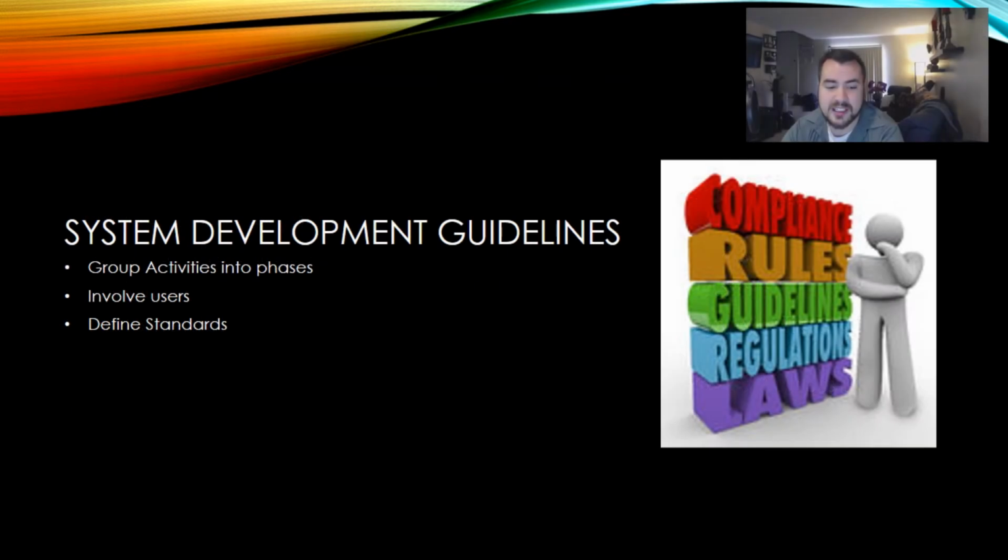Your system development guidelines are, you want to group your activities into phases, which will make them easier to accomplish. It breaks the work down, spreads it out, and makes smaller goals that are more accomplishable and easier to focus on for each group, for each team. You want to involve your users, at the very least, to get feedback on what you're doing and how it works for them and what they might want to see in your information system.